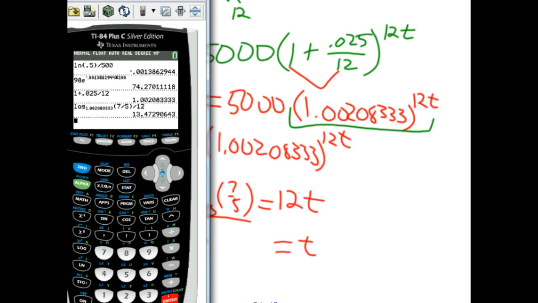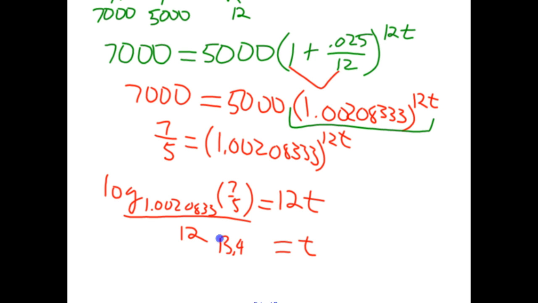So according to this, it would take approximately 13.47 years to amass $7,000. Okay? So in about 13 years and 6 months, I would get the $7,000.